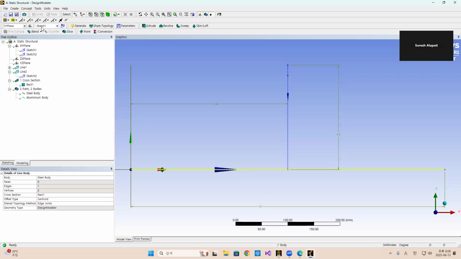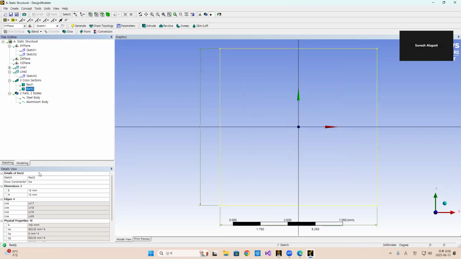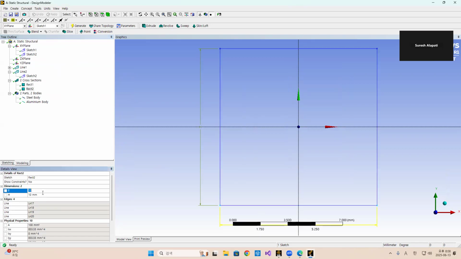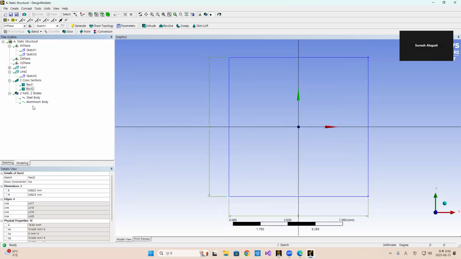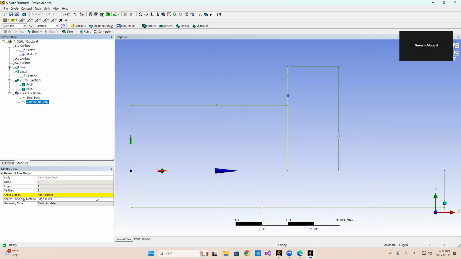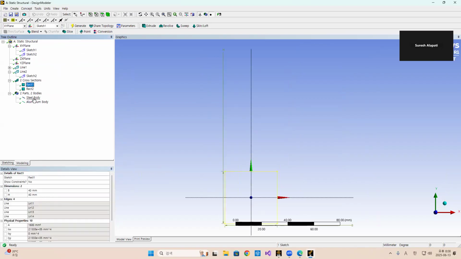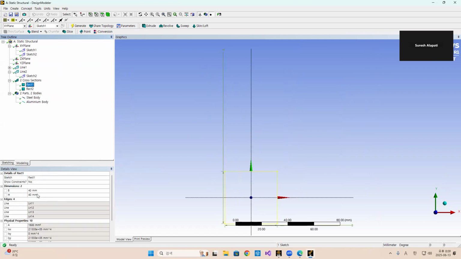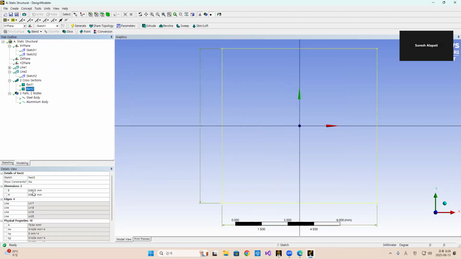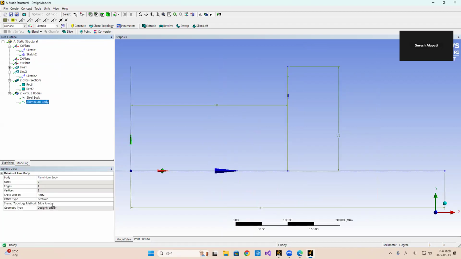And yeah, concept, cross section, rectangle, and you can give this one 8.86 something. So the same cross section, and assign the aluminum body cross section 2, rectangle 2. Be sure the steel body has rectangle 1 cross section, size 40 times 40. Rectangle 2 cross section is 8.86 by 8.86 for the aluminum body. So rectangle 2 cross section is assigned. That is our model.